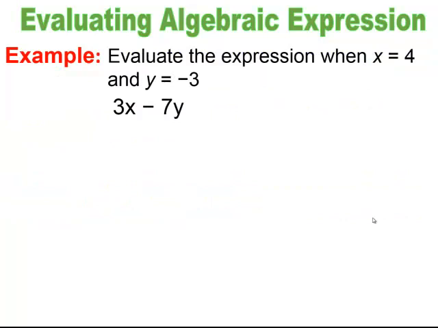So here's an example. We're asked to evaluate the expression, and our expression here is that 3x minus 7y, when x equals 4 and y equals a negative 3.